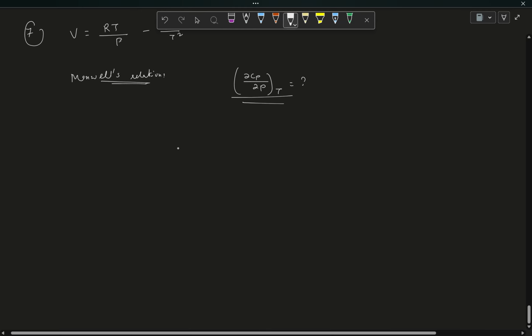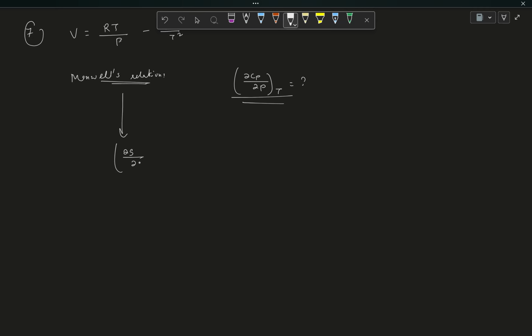So here you have some Maxwell's relation that you need to use. The first relation that we need here is del S by del P at T constant is minus del V by del T at P constant. So you take a partial derivative with respect to temperature on both sides at constant pressure. The second term is simple, this is just minus the second order derivative with respect to temperature at constant pressure.